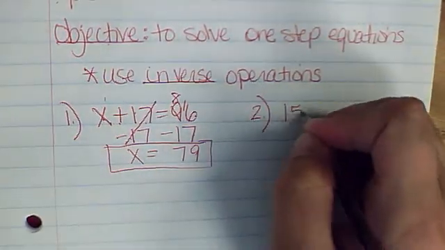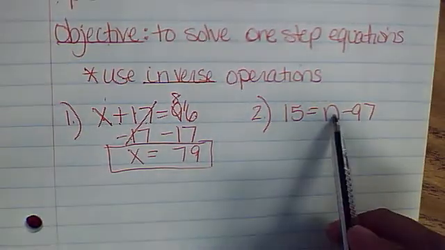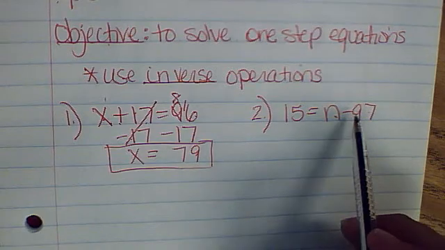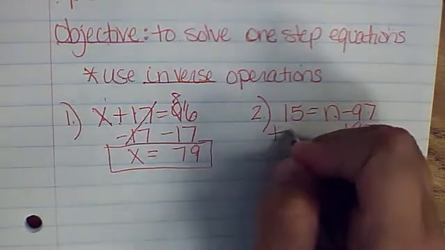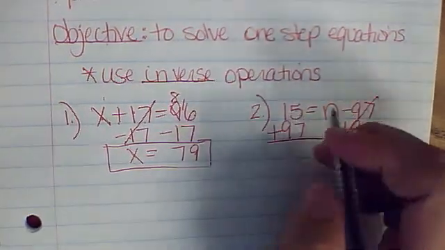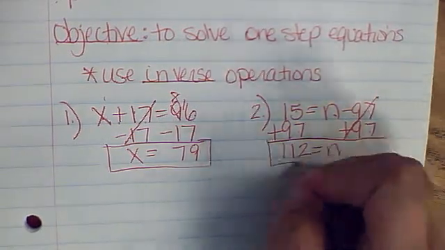So number 2, 15 equals n minus 97. Here's n. With it is minus 97. That's what has to go away. So to get rid of minus 97, I add it to both sides. So plus 97, plus 97. 15 plus 97 is 112. So 112 equals n.